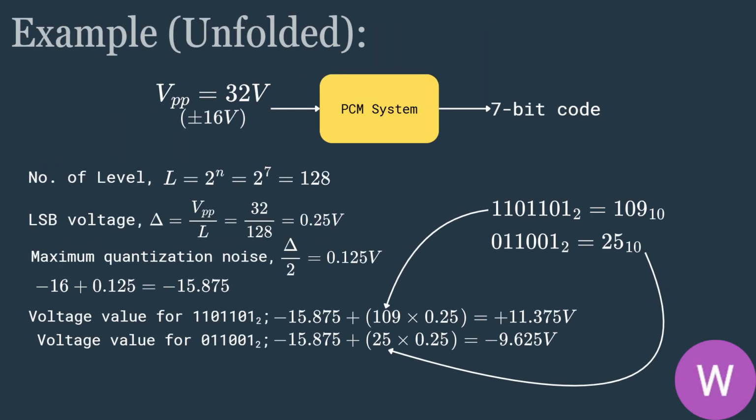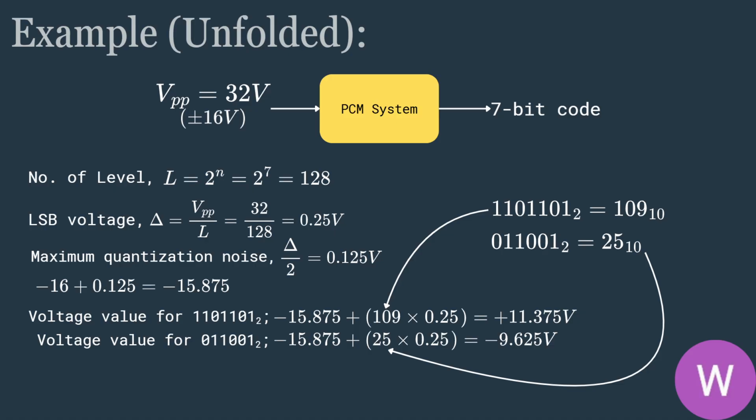Here is an example about uniform quantization. This example gives us a peak-to-peak voltage of 32 volts, which means the amplitude is 16 volts. It then goes through the PCM system and the output is a 7-bit code. To solve this, we first find the quantization level L, which is 2 power n. N here is 7 because it says 7-bit code, so L equals 2 power 7, which is 128.